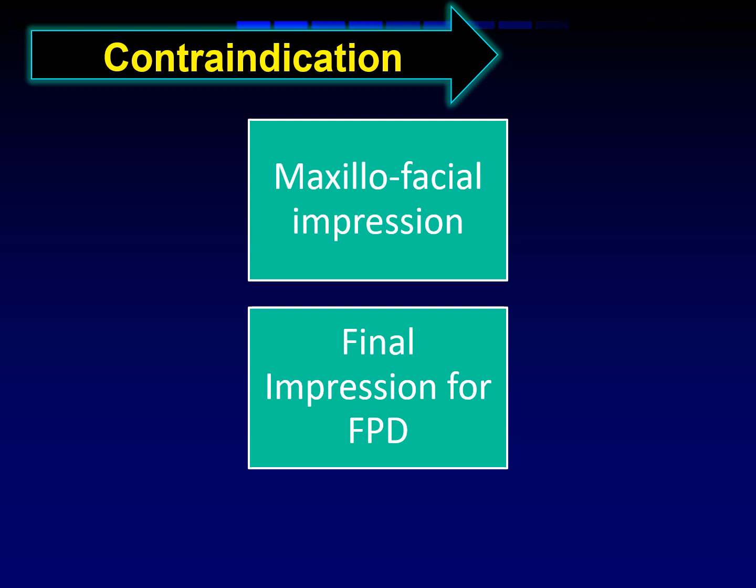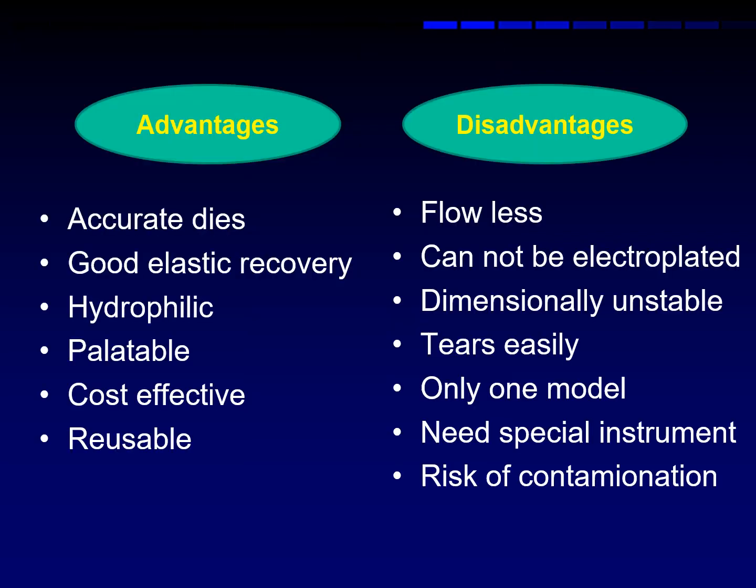And what are the contraindications for agar impression material? Agar cannot be used for making maxillofacial impressions, and also for the final impression for fixed partial denture. Let's see the advantages. The advantages of agar impression material are it makes accurate dies. It has good elastic recovery. It is a hydrophilic impression material. It is a palatable material and also cost effective and reusable.